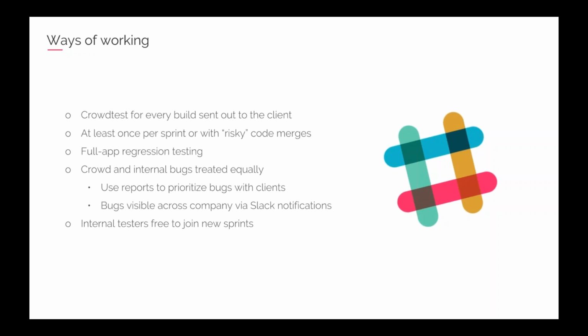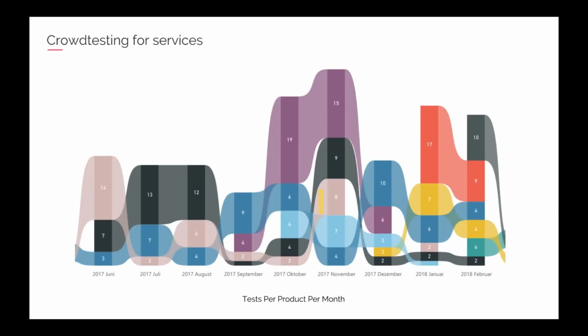What's cool about it, though, is that any bug that gets approved from the crowd, internally, they're just treated the same as any bug that our internal testers raise. They get prioritized with the customer, and they're visible across the company through Slack, just the same as any other bug. But what's most important is that it's really freed up our testers to join the new sprint. So instead of having that panic moment, they go to the crowd, and then they move on to the next sprint side to side with the developers, and then the bugs start coming in as they focus on their other work.